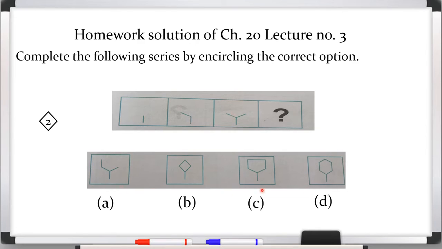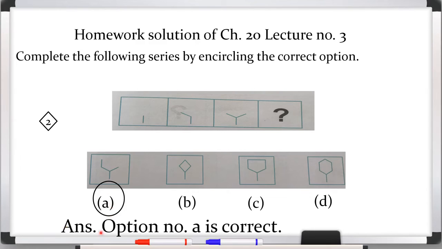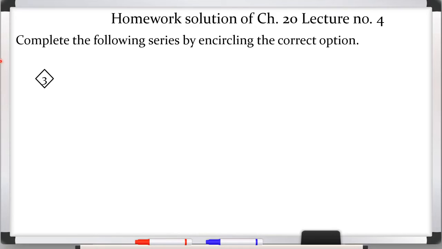So here we will see that in option number A it is given standing line, then two slanting lines, and then again a standing line at the left hand side. So this option is correct. So we will circle this option number A, and here we will write the answer that option number A is correct.